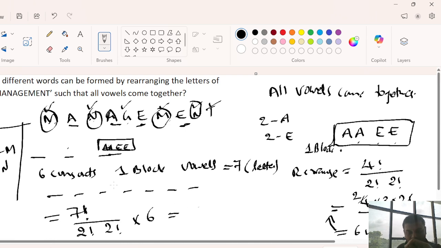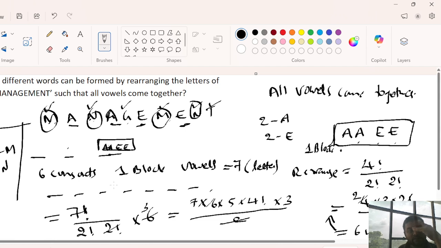This can be done in 7 factorial by 2 factorial into 2 factorial. 2 factorial means 2, so 2 into 2 will go. 7 factorial means 7 into 6 into 5 into 4 factorial. That is 21 into 5 into 4 factorial, means 24 into 3. So this many ways this word, management, is going to be arranged. I hope you understood.